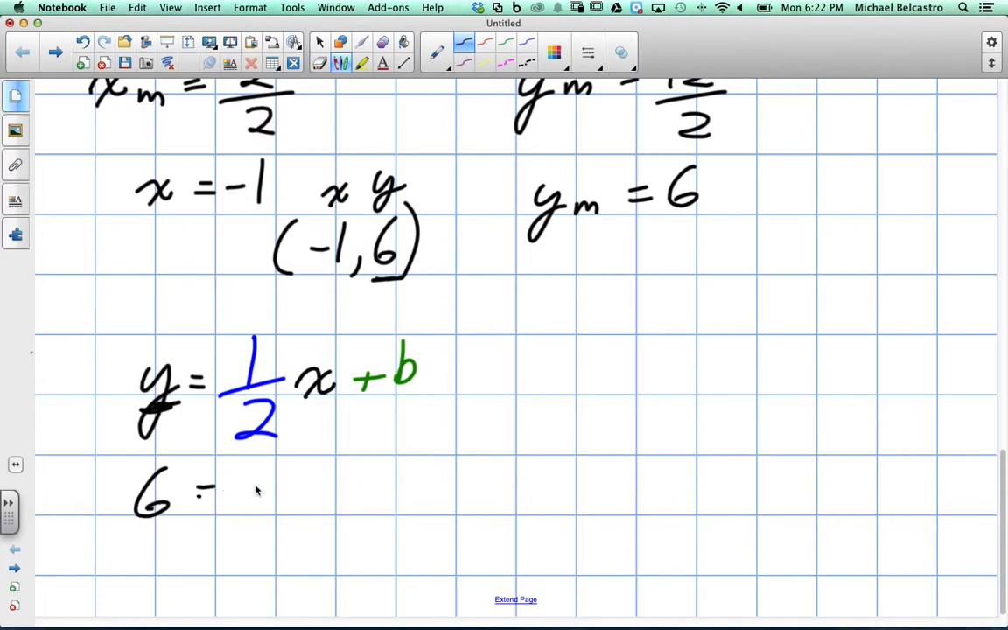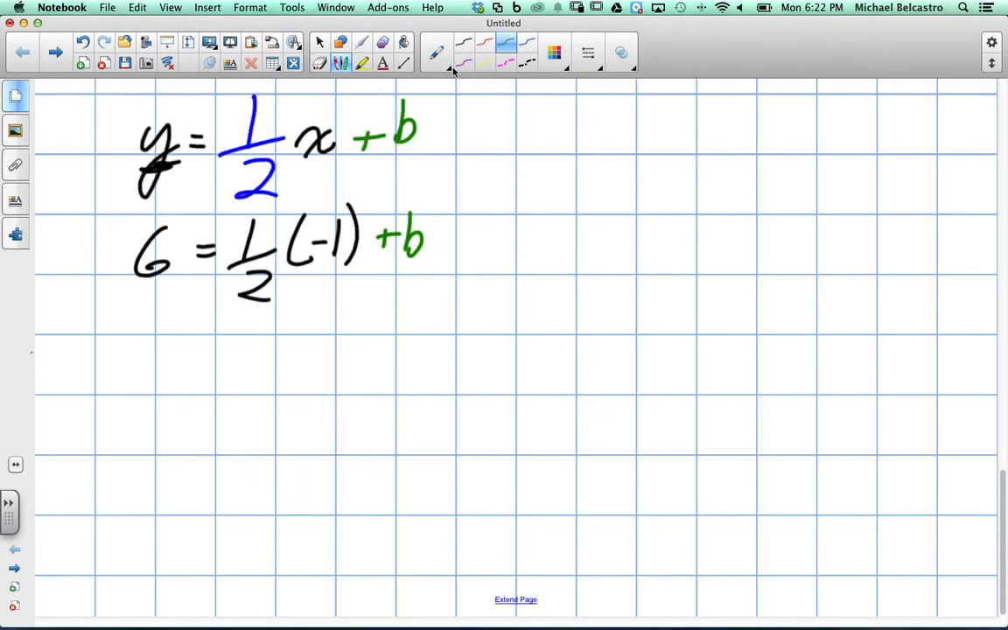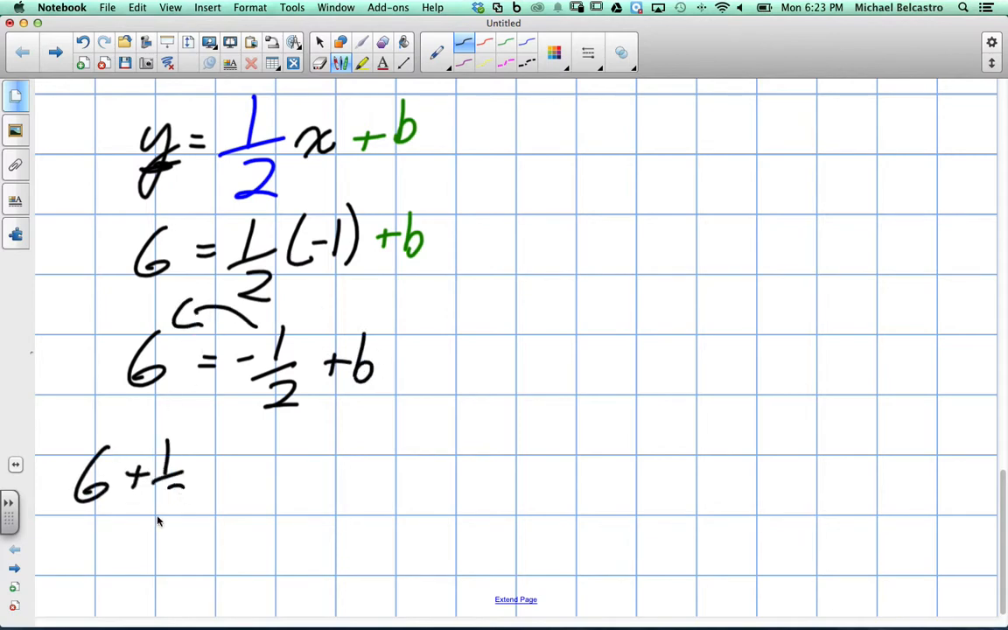So 6 equals 1/2, and our x value is -1. And now we can solve for our b because we filled in all the other unknowns. Okay, -1 times 1/2, do you know what it's going to be? -1 times that half? -1/2. Yeah, -1/2 plus b. When we bring -1/2 to the other side, it becomes 6 plus 1/2 is equal to b. So our b value is equal to 6 plus 1/2, which is either 6.5 or 6 and a half.